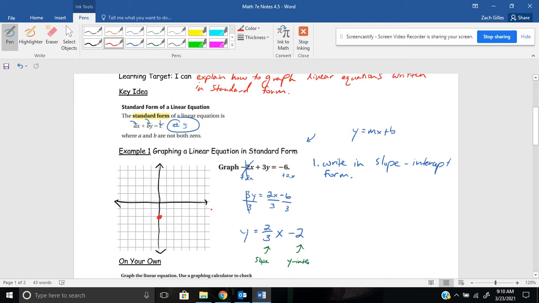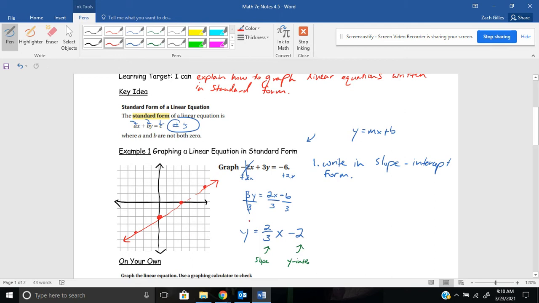And then from there, I'm going to use my slope, 2/3. So that means I'm going to go up 2 and right 3. 1, 2, 1, 2, 3. That's the same thing as going down 2 and left 3. Notice that it's on the same line. Okay, I've got my points there, and I can connect them and graph that line like that.